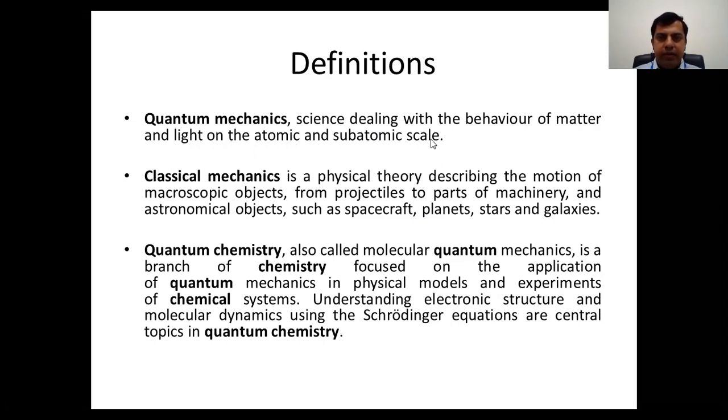atomic and subatomic scale. That means on the micro scale level, if we are dealing with matter, this originates the study of quantum mechanics. While classical mechanics, just as a differentiation, deals with the motion of macroscopic objects, contrary to quantum mechanics. Basically, we deal with the large parts of machinery and macroscopic objects, planets, stars, and galaxies. All these come under the heading of classical mechanics.